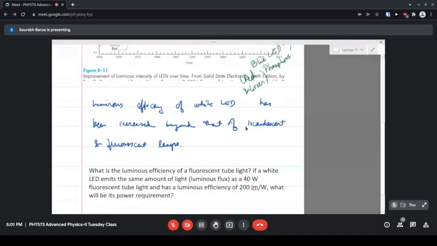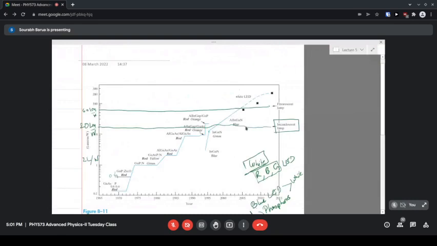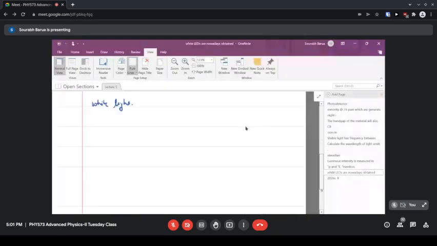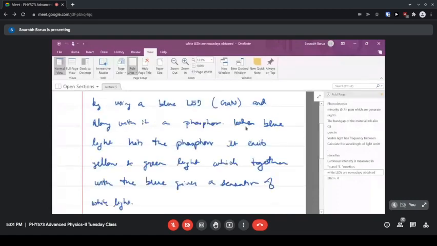Okay, so any question here? Sir, is there any lifetime of LED? Yeah, so lifetime is also better. It is quite large, about 20,000 hours and so on. So that way also it has more lifetime compared to fluorescent and incandescent lamps.